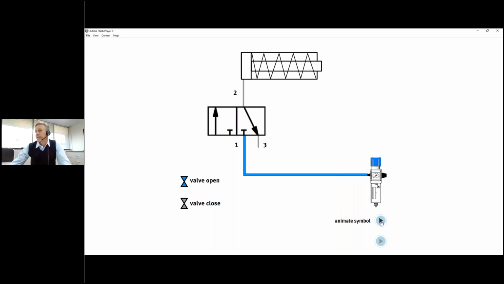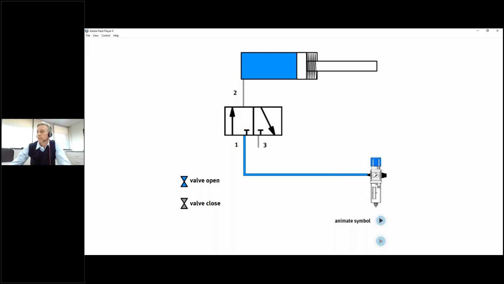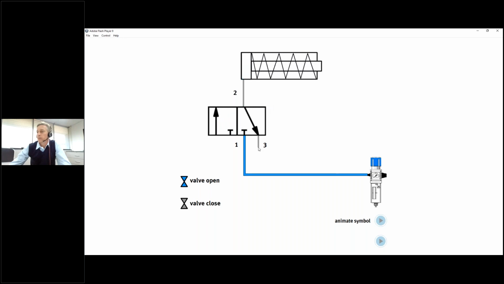Now, if we have a look at that with the valve symbol, you will see in the beginning the air is blocked off from the supply. If we move the valve over, port 1 and 2 is connected, the cylinder moves forward. When we switch the valve again, port 2 and 3 is connected and the air is exhausted to atmosphere. Now, this is also the symbol for a 3/2-way valve, normally closed 3/2-way valve, and I will explain a little bit later exactly how we get to that.